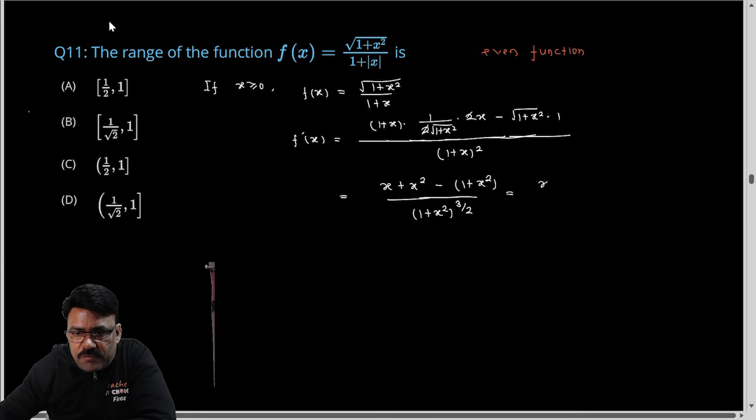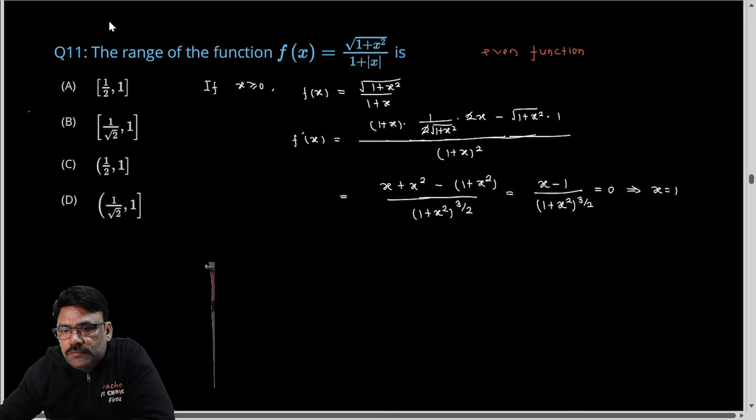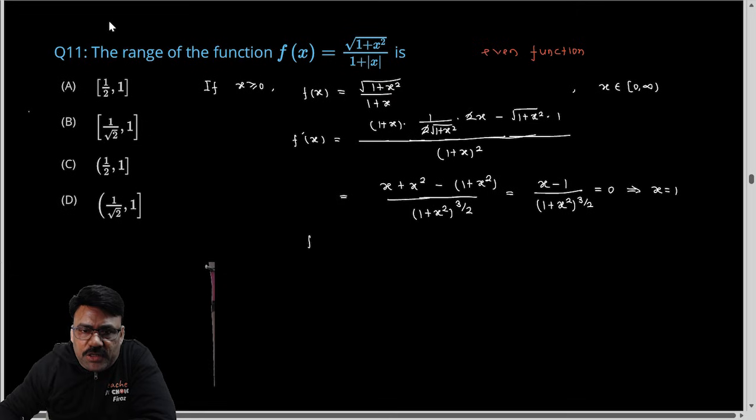So now it is x minus 1 over 1 plus x square raised to 3 by 2. If you put the derivative 0, you are getting only one point, x is equal to 1. Right. And we are finding the range of the function when x belongs to 0 to infinity. So see, clearly at x is equal to 0, the value of the function is 1. At x is equal to 1, the value of the function is root 2 by 2, which is 1 by root 2.